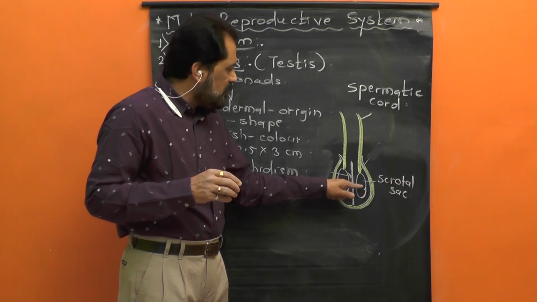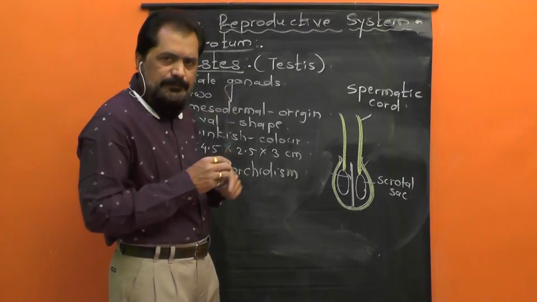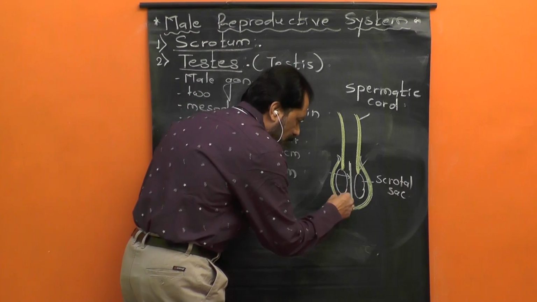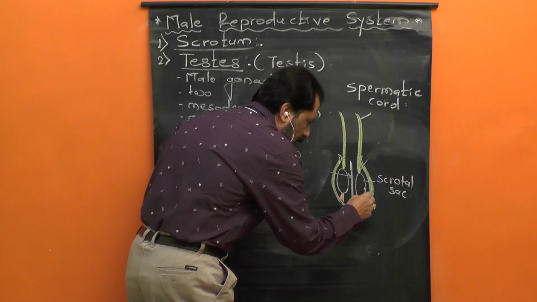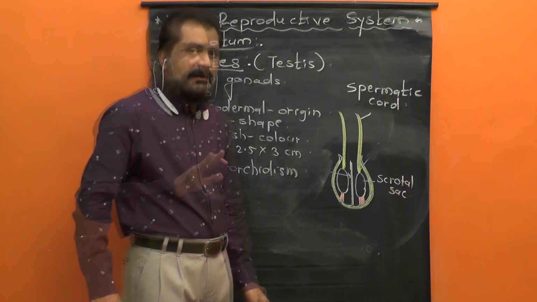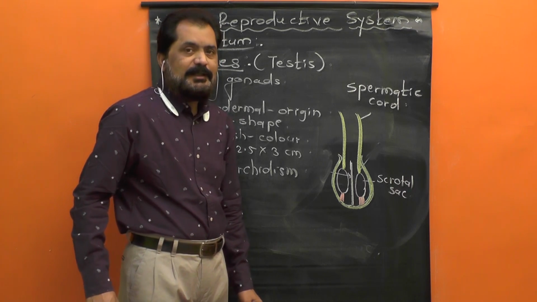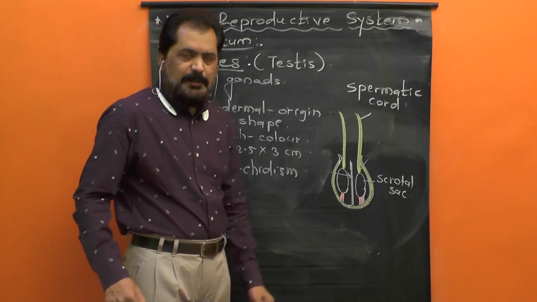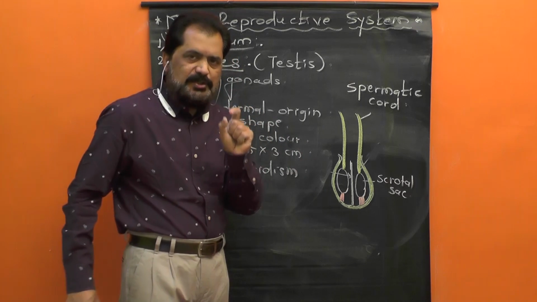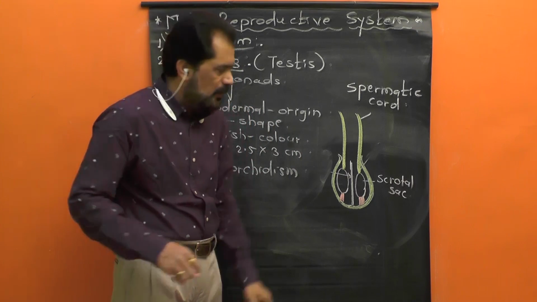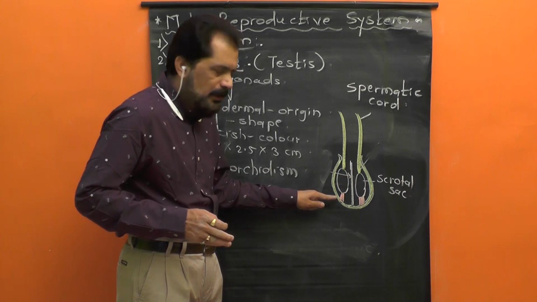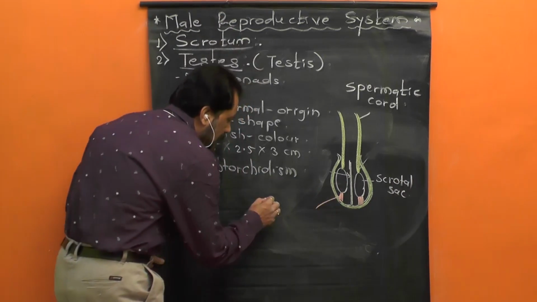And with the help of white chalk I have shown the testes. Now the testes remain attached to the wall of scrotum by means of a short ligament. Ligament is nothing but a short elastic band-like structure made up of fibrous connective tissue. So this short band of connective tissue by which the testes remain attached to the scrotal wall is known as gubernaculum.